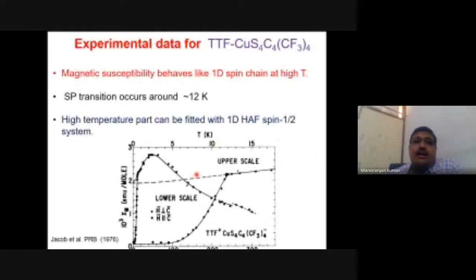And here I am showing the magnetic susceptibility like a 1D spin chain up to high temperature, and you see that there's a kink here around 12 Kelvin, and below this there is a SP transition. The high temperature part can be fitted with the one-dimensional simple Heisenberg spin-half chain.